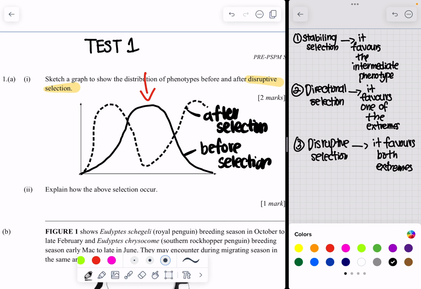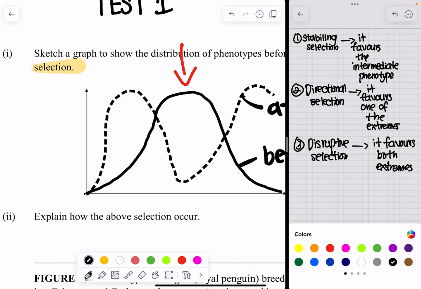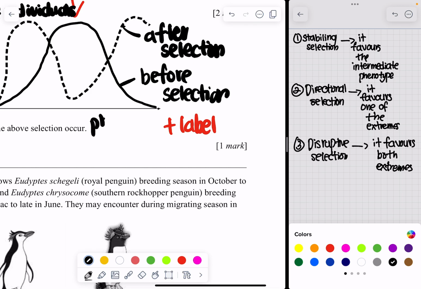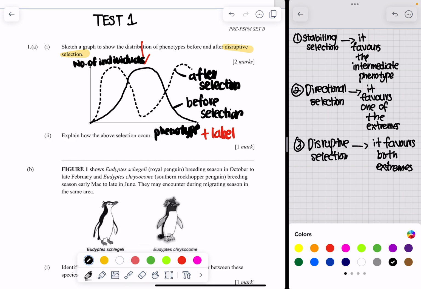So if you get the correct curve with label, remember with label, you will get 1 mark. Where is the other mark? Of course, the axis. This is a graph, so you have to label the axis. This is number of individuals, and this one is phenotype. Only then do you get 2 marks.